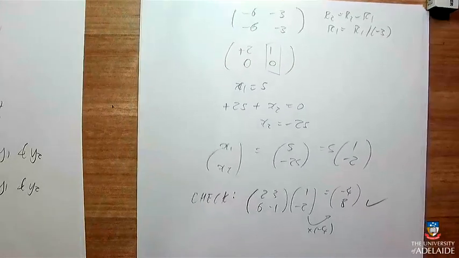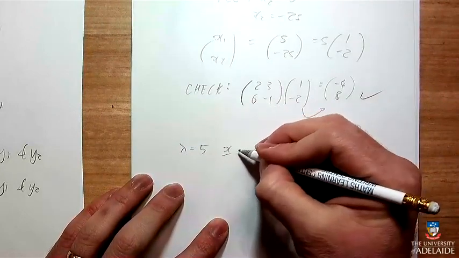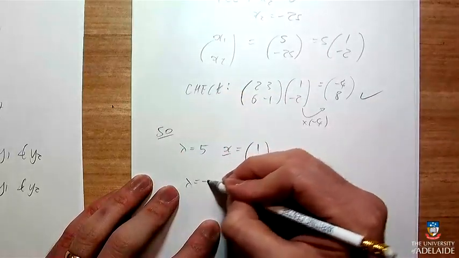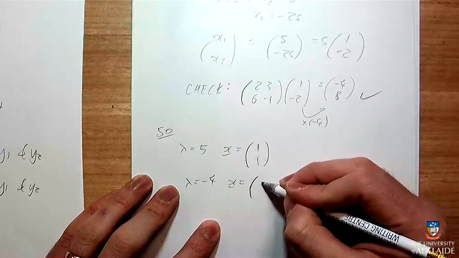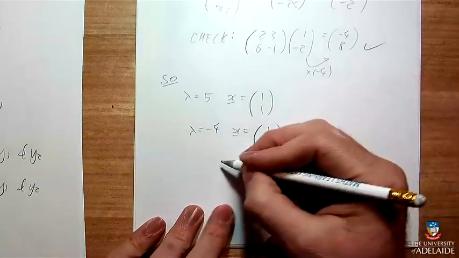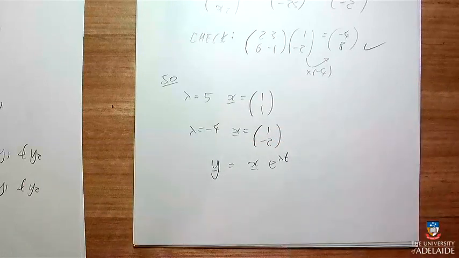Tick. Okay, so what have I got now? I've got lambda equals 5 with the eigenvector being 1, 1, and lambda equals minus 4 with the eigenvector being 1, minus 2. And what am I supposed to do with that information? I guess I'm supposed to go back to what I said earlier, that y was equal to my x times e to the lambda t. That was the original hope upon which all of this working was based.